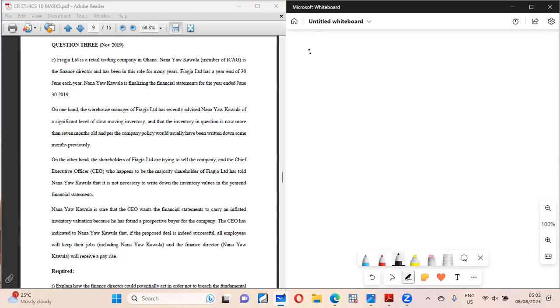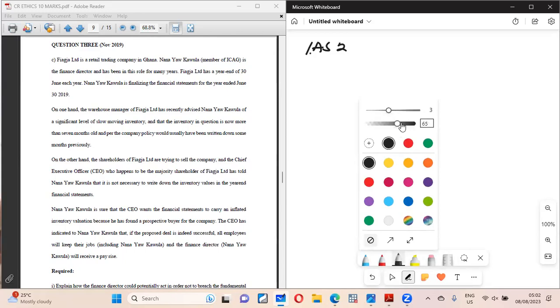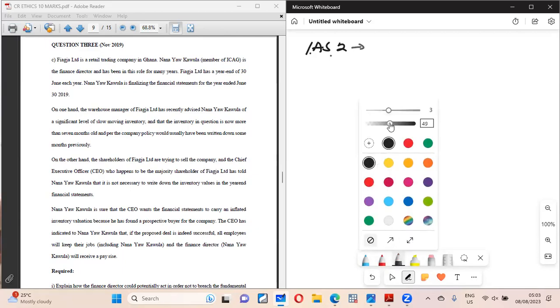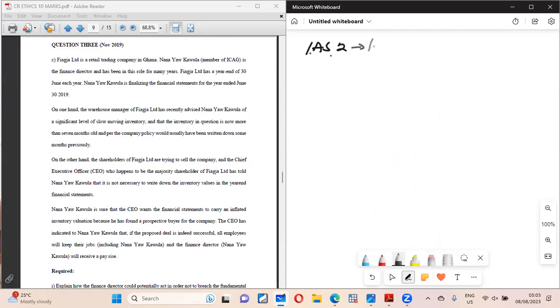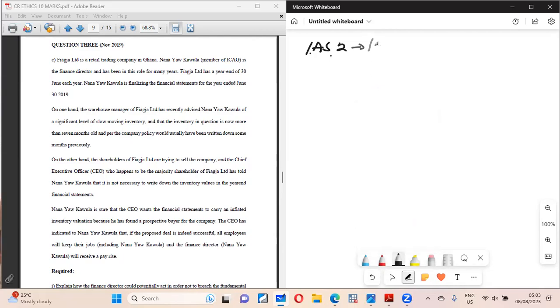I think it's okay. It's even still deep. How many of you have heard of IAS 2? Thomas, is it not the one talking about inventories? Yes, inventories. Why is this thing so deep like that? No. So I think this one can be here, but I can reduce. Yes, it's about inventories.